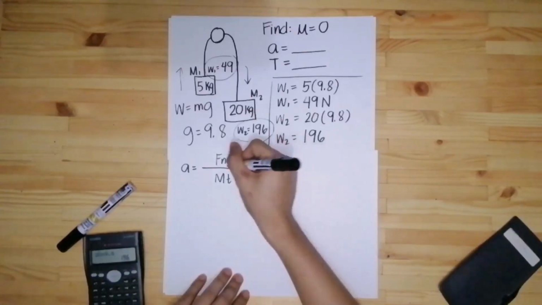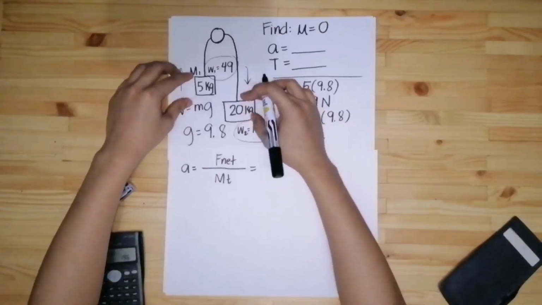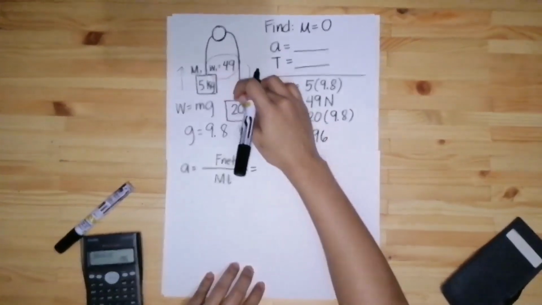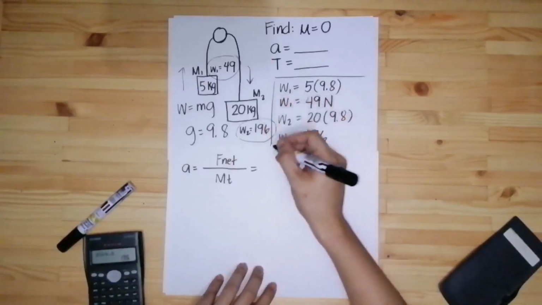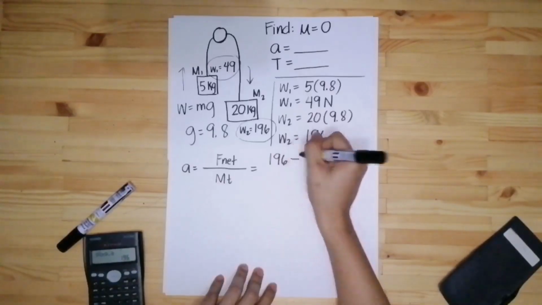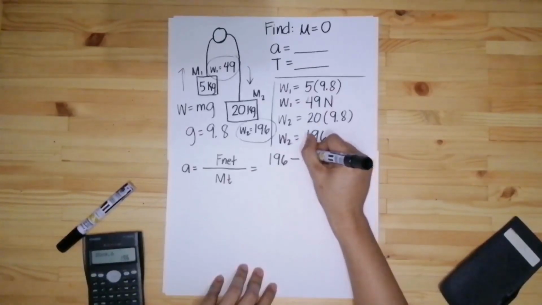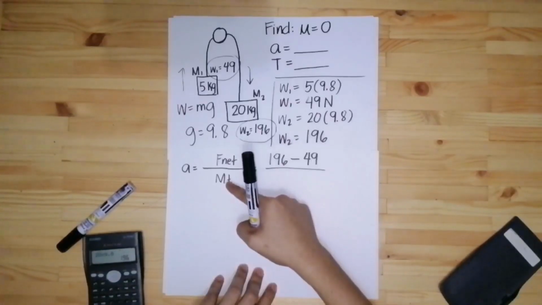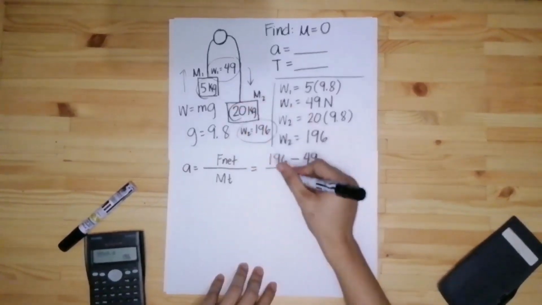So gawin natin, ang net force yung dalawang weight, pero ipagma-minus natin sila. Okay, kasi ito, 20 kilograms, babagsak siya, ito 5 kilograms, aangat siya. So, tuloy-tuloy sana yung pagbaba ng 20 kilograms, pero may pumipigil sa kanyang 5 kilograms. Yung pagpigil na yun, ipagma-minus natin sila. So, 196. Unahin natin mas malaking number lagi. 196 minus yung isang weight pa, which is 49. All over, yung total mass natin, 5 tsaka yung 20. So, 5 plus 20 is 25.